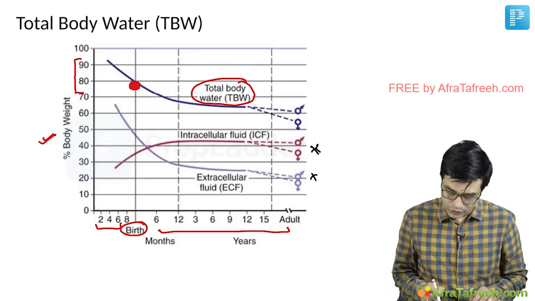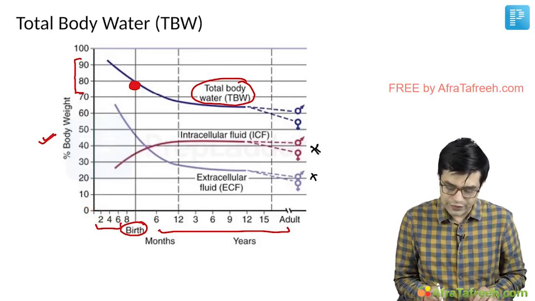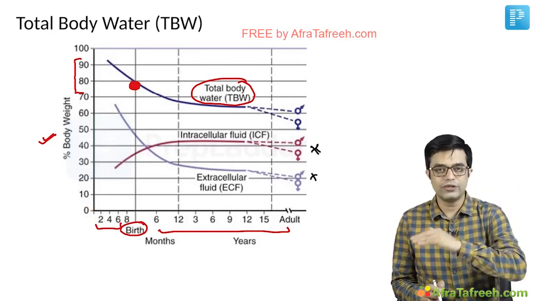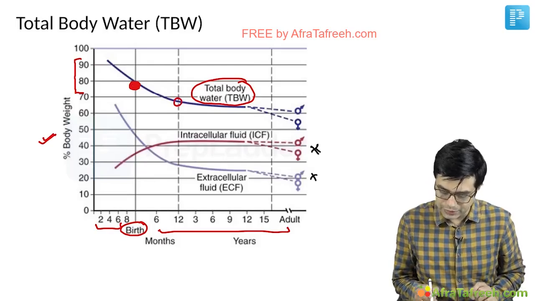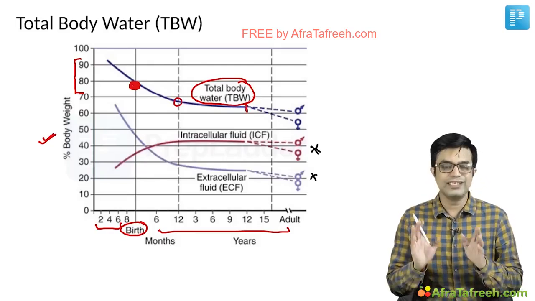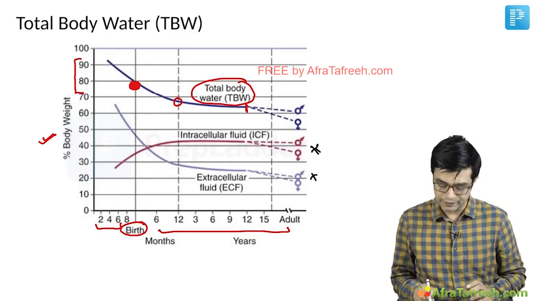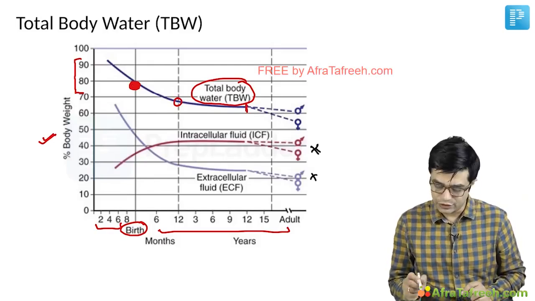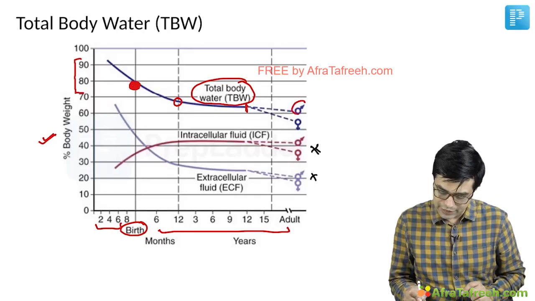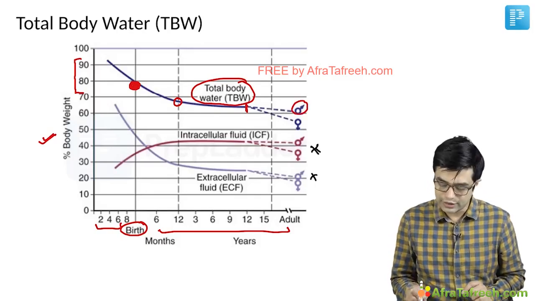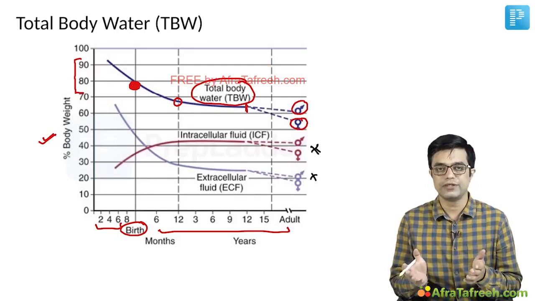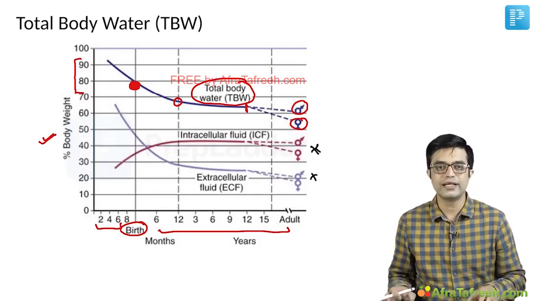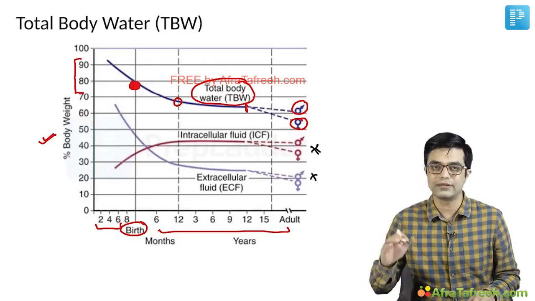Then over the next few months till 1 year of age, there is a consistent fall in the total body water. But after 1 year of age, it relatively becomes a plateau and remains virtually the same till puberty. Once puberty begins, you find that males will have more total body water compared to females. Now, what is the implication of this? What are the reasons for this? Let us try to write it down and understand why all this is happening.